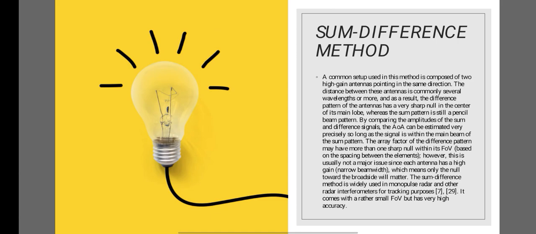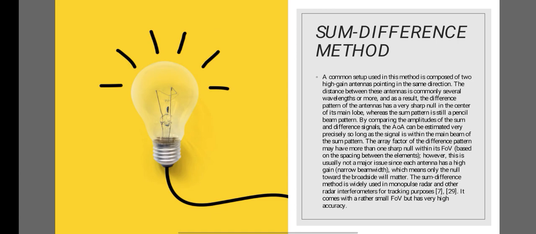The array factor of the difference pattern may have more than one sharp null within its FOV based on the spacing between the elements. However, this is usually not a major issue since each antenna has a high gain narrow bandwidth, which means only the null towards the broadside will matter. The sum difference method is widely used in monopulse radar and other radar interferometers for tracking purposes. It comes with a rather small FOV but has a very high accuracy.